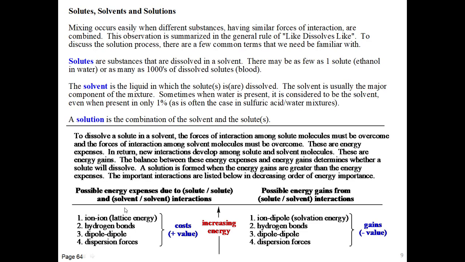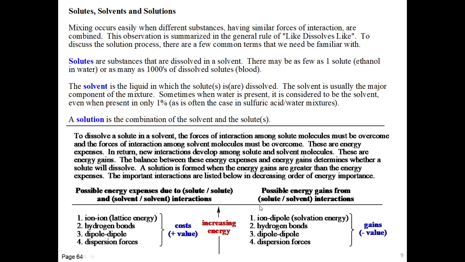So we would like to know the forces of interaction in terms of their strength, and it's just like we've seen before. Ion-ion interactions are the strongest. The lattice energy is generally very, very large. Hydrogen bonds are about second. Dipole-dipoles are about third, and dispersion forces are generally fourth. That's sort of the order. And this is a cost you have to pay to separate both of these parts, the solute and the solvent.